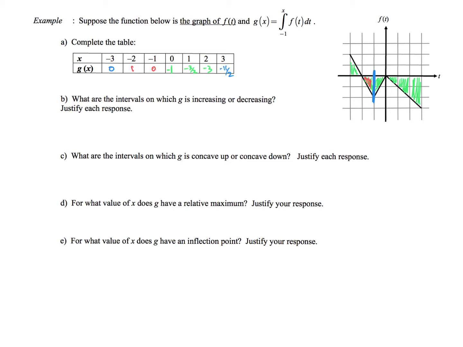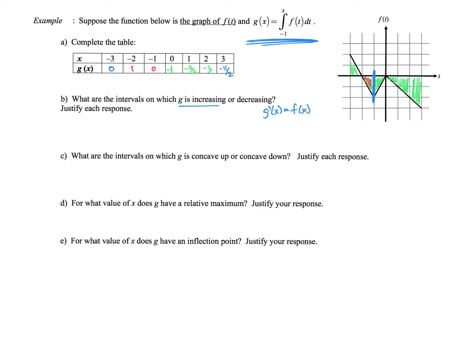All right, let's look at part B. What are the intervals on which G is increasing or decreasing? Well, what does it mean for G to increase? Let's go back to our last chapter, basically. G prime is positive. All right, so I need to get to G prime. So what is G prime? Let's use the first or the second fundamental. G prime is F of x. All right, I used the second fundamental when I took a derivative of an integral, and the integral goes from a number to a variable.